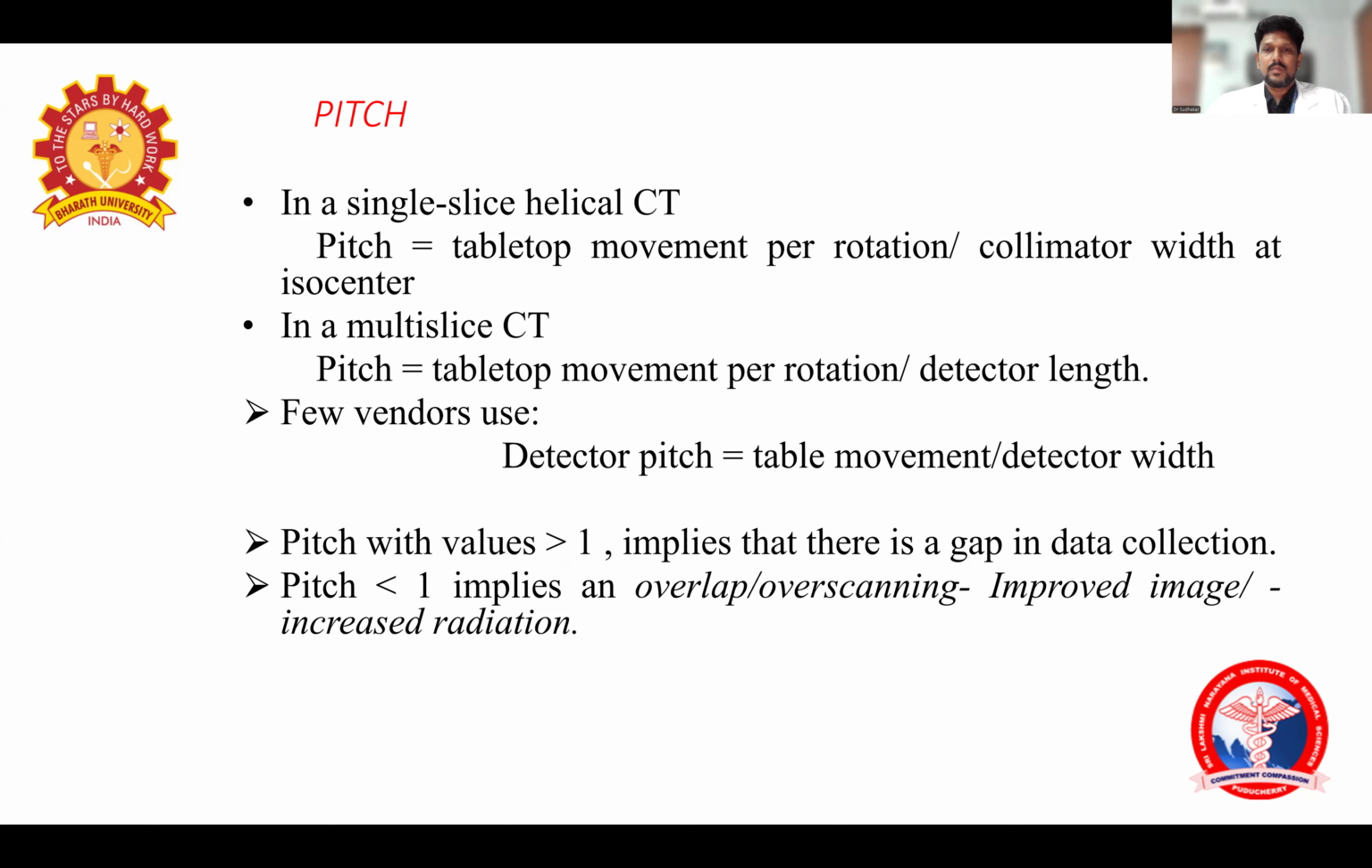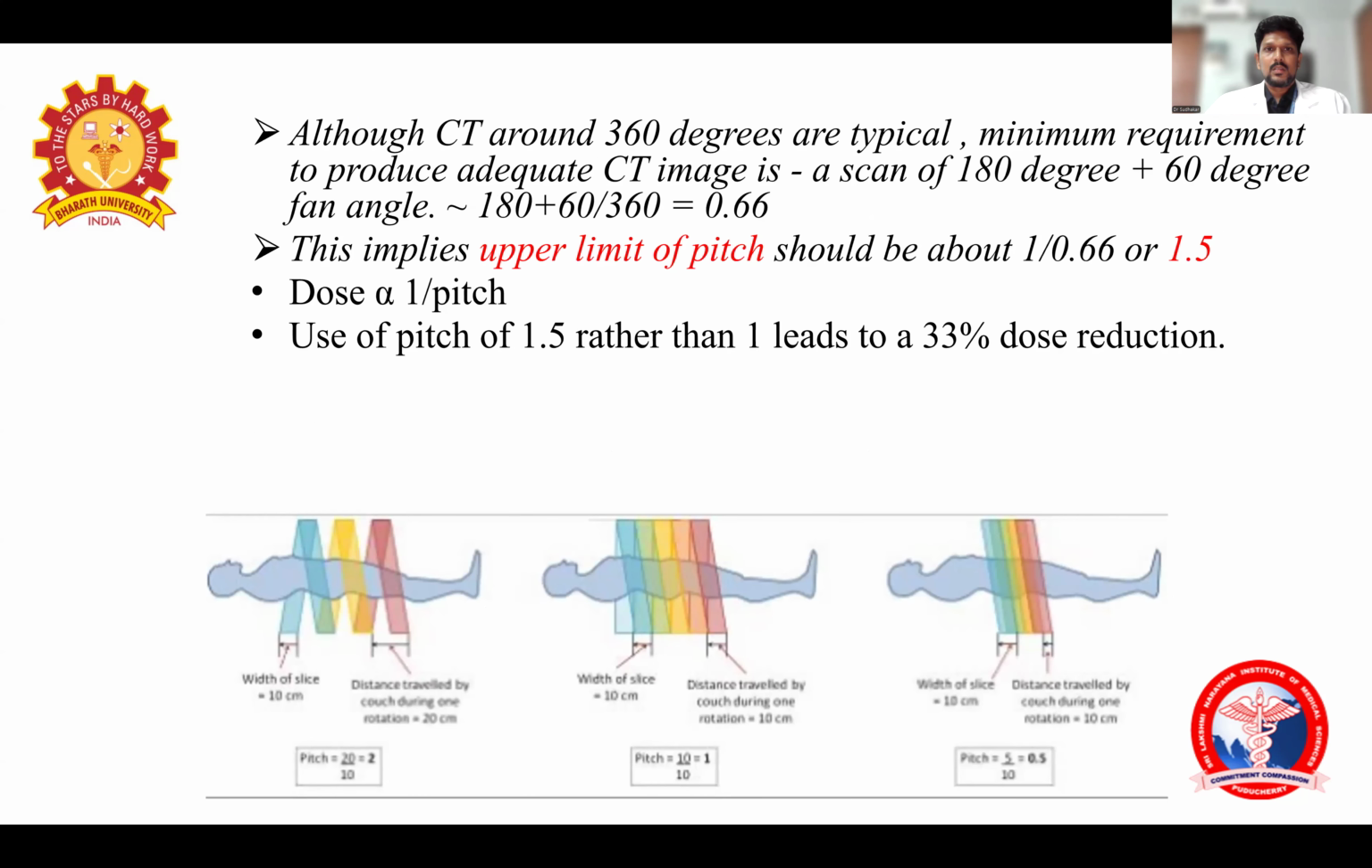Pitch with values more than one implies that there is a gap in data collection, whereas pitch less than one implies there is an overlap or overscanning being done. So the standard pitch is 1, which most places use. Although 360 degrees is typical for CT, the minimum to produce an adequate CT image is a scan of 180 degrees. This implies the upper limit of pitch should be about 1 by 0.66, or 1.5.